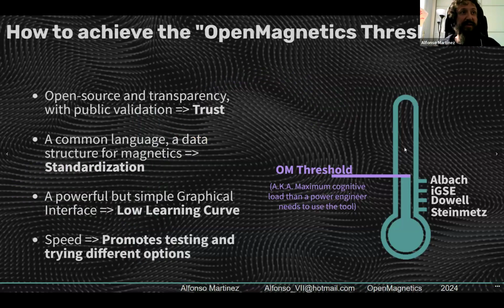How do we do this? First, with open source and transparency, public validation, peer review, in a sense, trust. For that, we have created a common language. We are going to talk more about that, but basically it's a standardization. Then we try to really put a lot of effort in the graphical interface to make it comfortable and usable, and so it has, hopefully, a low learning curve compared to other stuff.